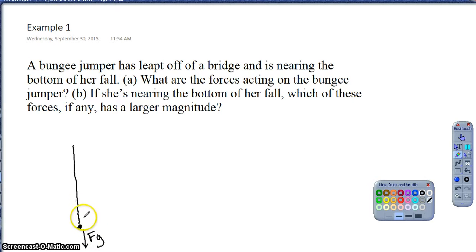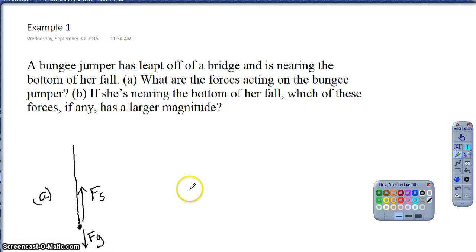But if it's nearing the bottom of her fall, then we also have the tension, or actually in this case I would probably refer to that as a spring force, because the bungee cord is elastic. So I have the spring force that's pulling her back up. For part A I've got those two forces. For part B, if she's nearing the bottom, which of these forces, if any, has a larger magnitude?